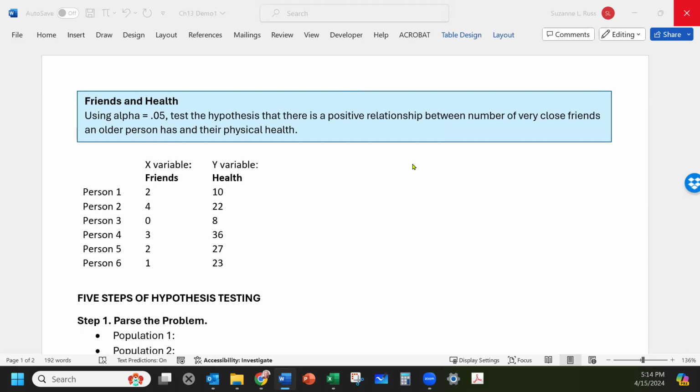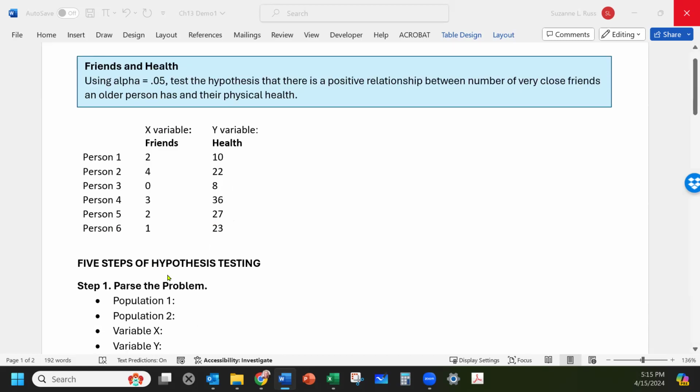So here's the problem. Using alpha equals 0.05, test the hypothesis that there is a positive relationship between the number of very close friends an older person has and their physical health. And you can see the data are here. Person 1 has 2 very close friends and their health is 10. Person 2 has 4 very close friends, their health is 22. Person 3 doesn't have any very close friends left and their health is 8. And you can see the same data for persons 4, 5, and 6.